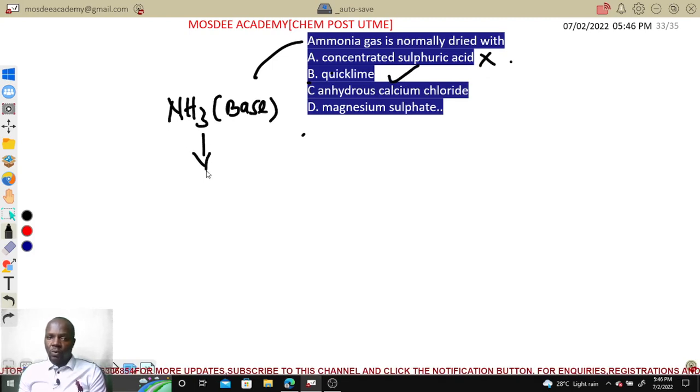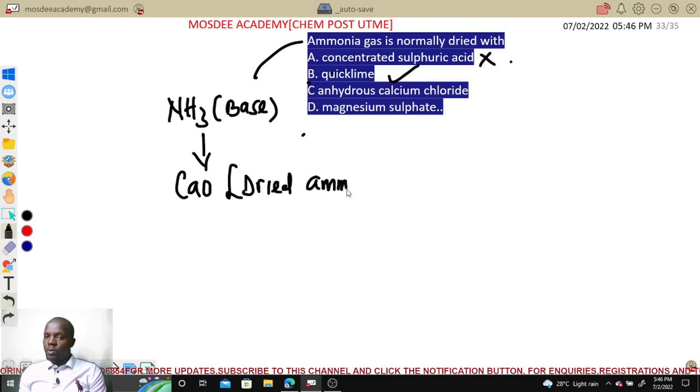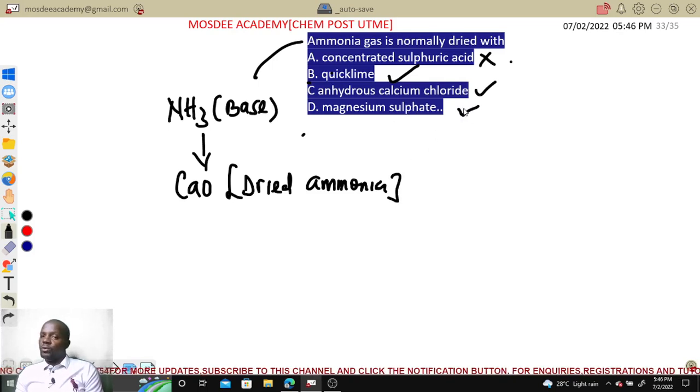Quicklime is CaO, calcium oxide. This is used to dry ammonia. The same thing, CaCl2 will react with ammonia. This is also an acid. Magnesium sulfate cannot be used either. Anything that will react with the substance cannot be used to dry it. Keep it in mind. So that's the answer to that one.